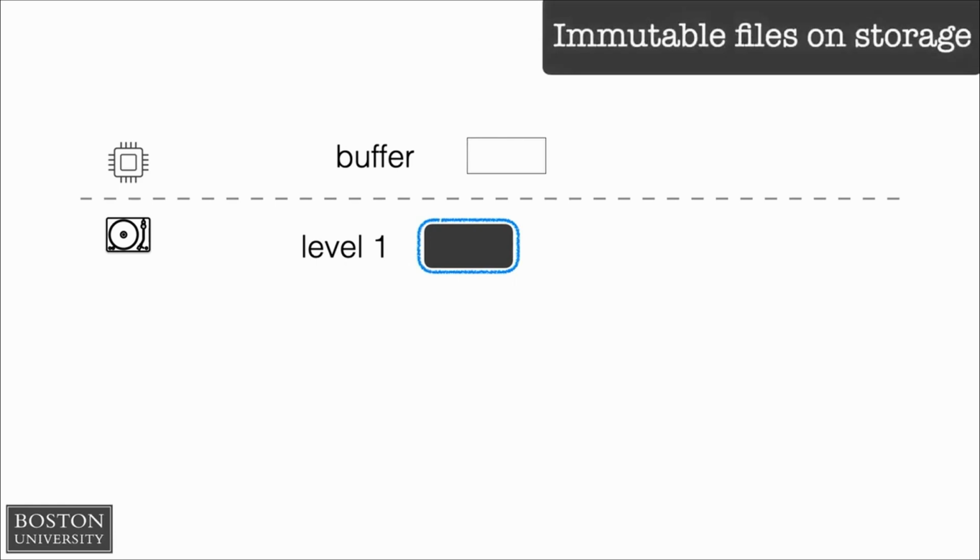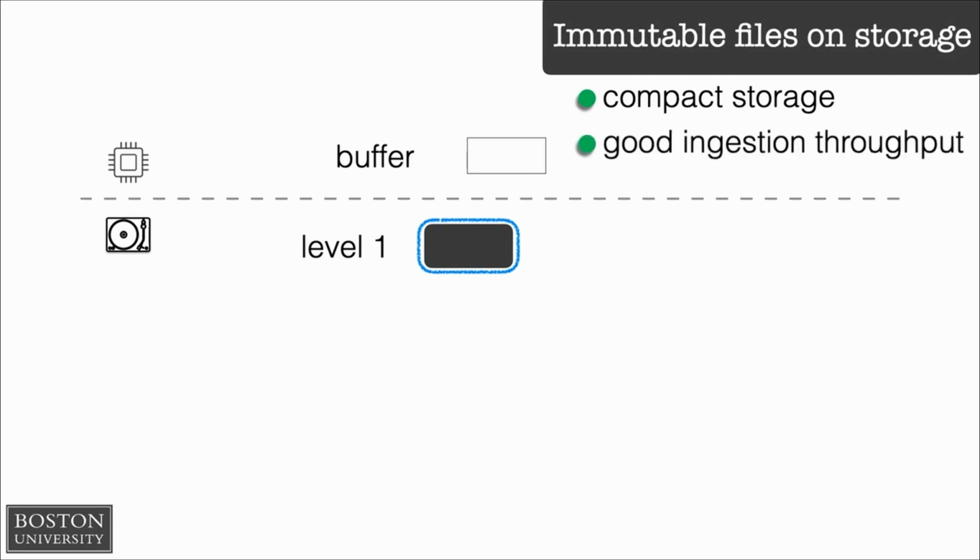Now, if we focus our attention on the actual storage layer, we have our one immutable file. Immutable means that we are never going to update it in place. We're never going to change any of the contents of a single page of this file. This allows us to have compact storage, so there's no need for empty free space to accommodate incoming updates or inserts. There's no need to keep multiple values, and we can also compress this quite well. It also allows us to have good ingestion throughput.